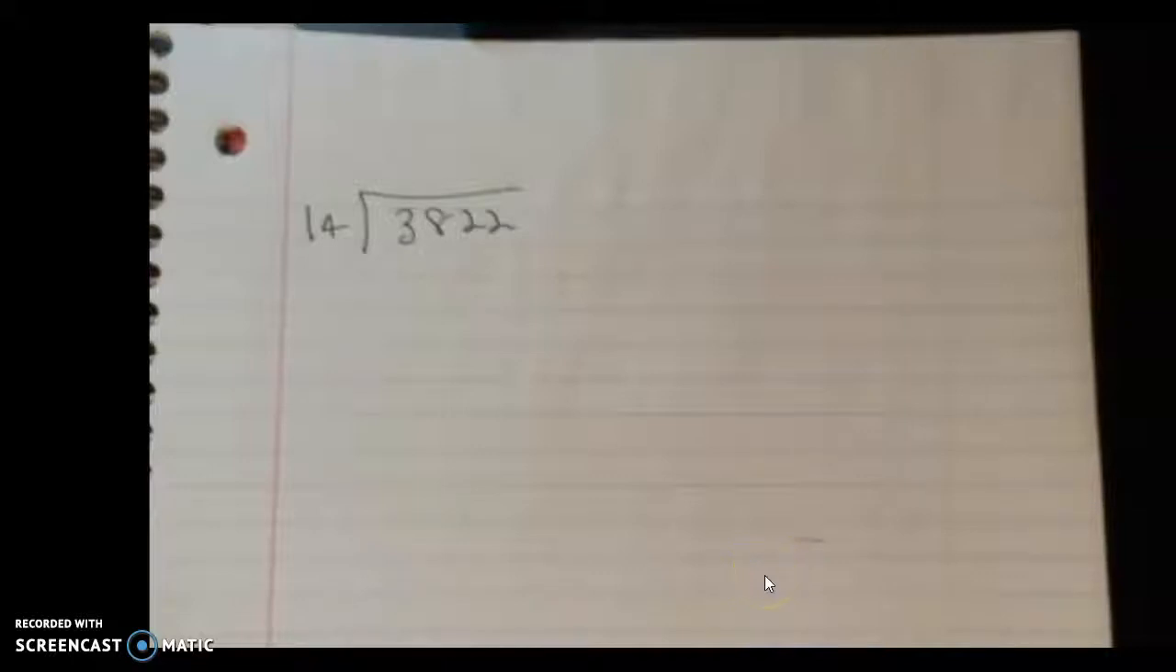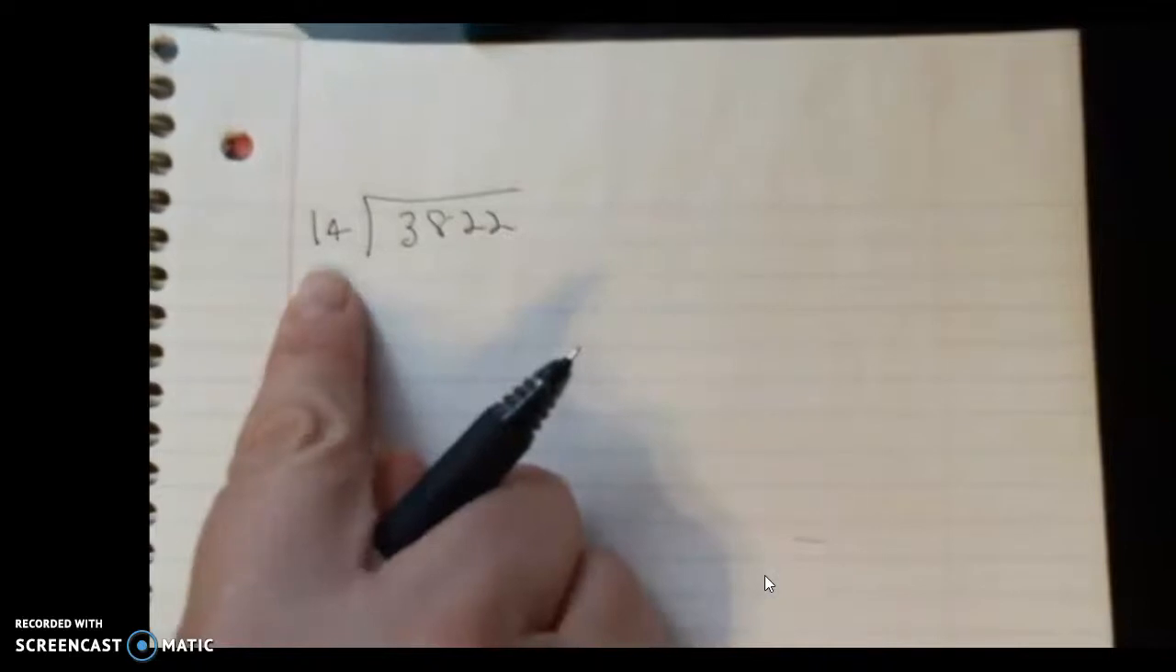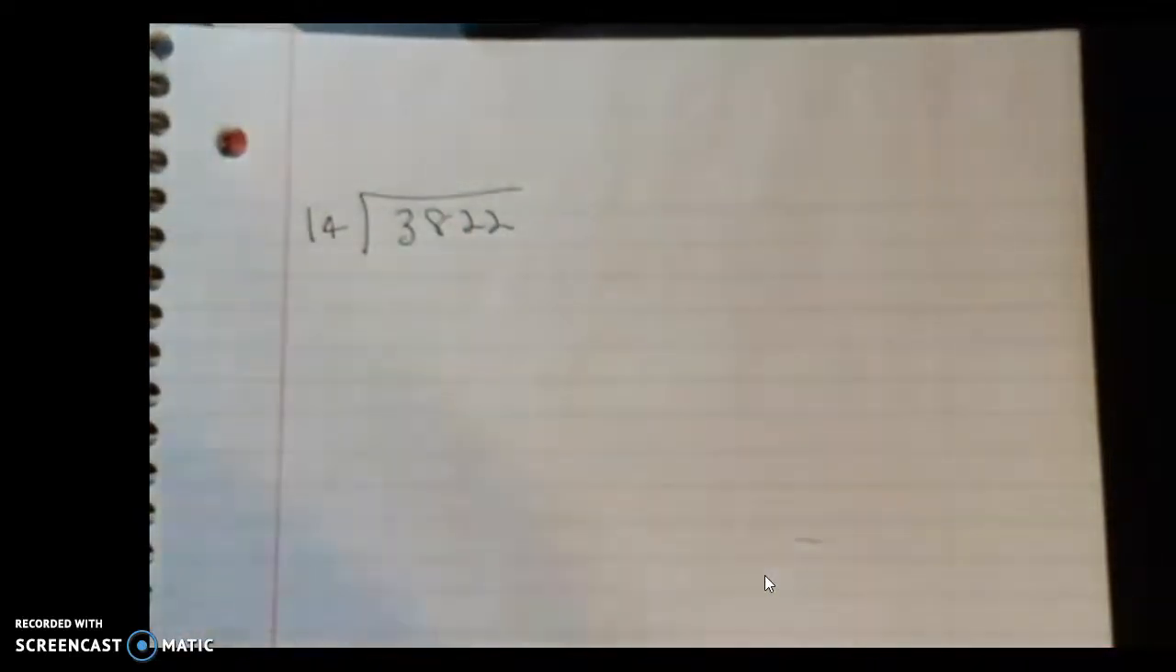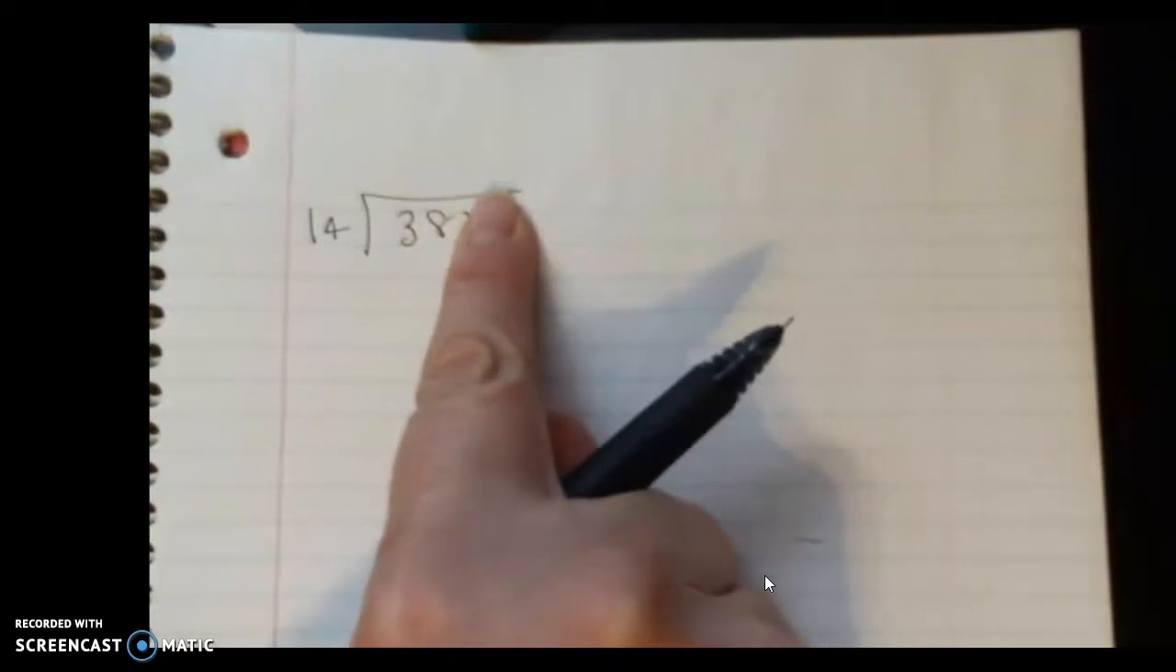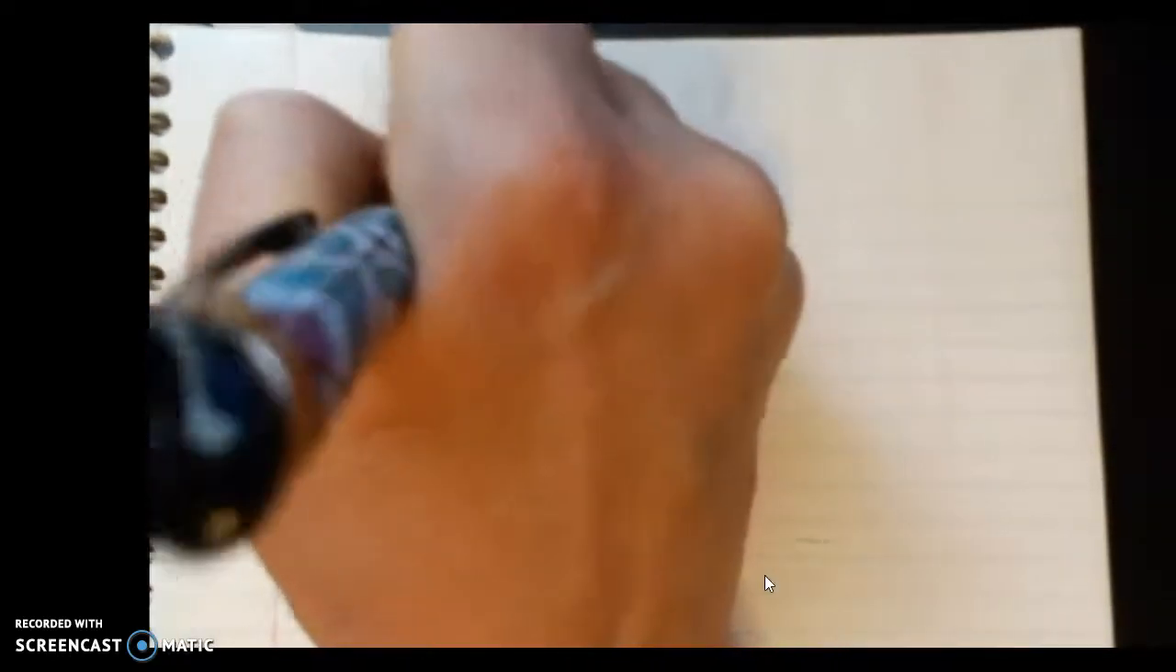All right, so here's a video to go with a worksheet. We're taking 3,822 divided by 14 using the traditional algorithm. 14 doesn't go into 3, 14 goes into 38 twice, so you put a 2 above that place value. Multiply and subtract and bring down.